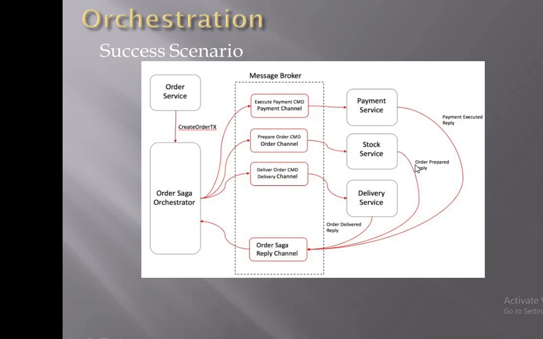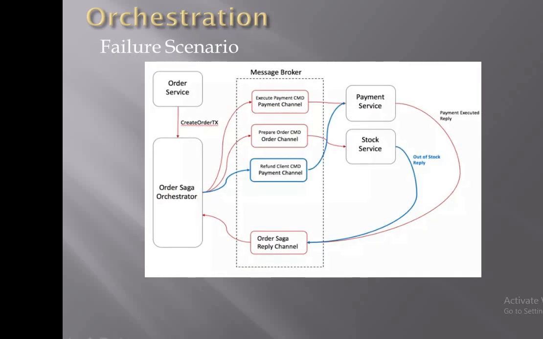So if the item is there, it will send the message to the order saga reply channel, and that will be received by the order saga orchestrator. The orchestrator checks, yeah, the item is there in the stock. So it will send a message to the delivery channel so that the delivery service can deliver the item. And once the delivery service delivers the item, it will send the message to the order saga reply channel that delivery is done, and it again goes to the orchestrator. The orchestrator then marks the status of the order as completed. So this is the flow of the orchestrator pattern when everything is successful, the happy scenario.